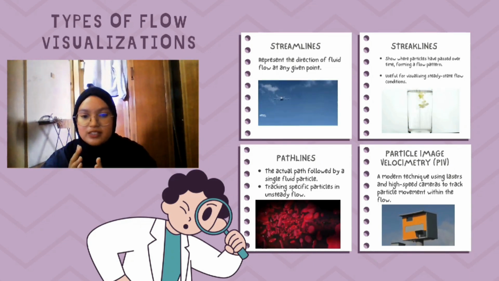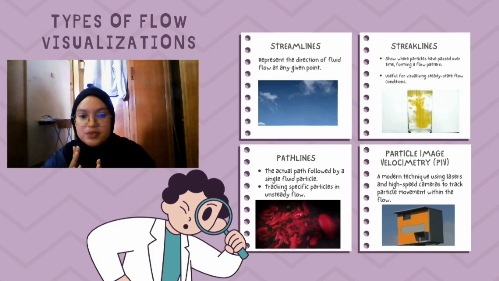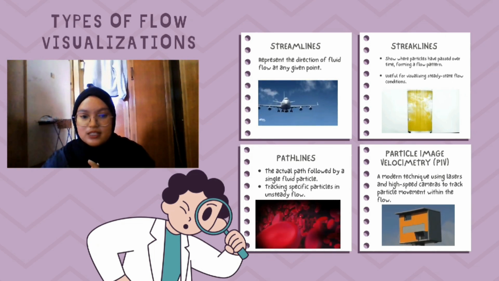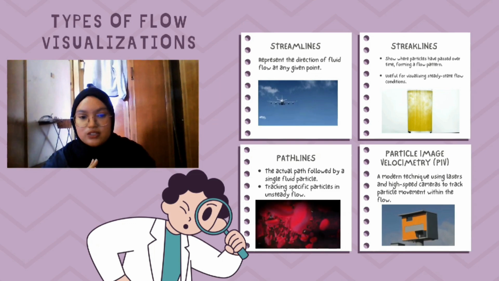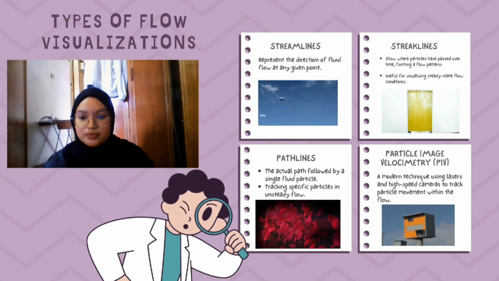Next is pathlines, the actual path followed by a single fluid particle, which is tracking specific particles in a steady flow, like blood flow. Lastly is particle image velocimetry, which is PIV. It's a modern technique using laser and high-speed camera to track particle movement within the flow.